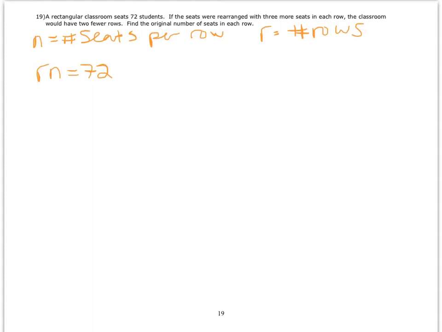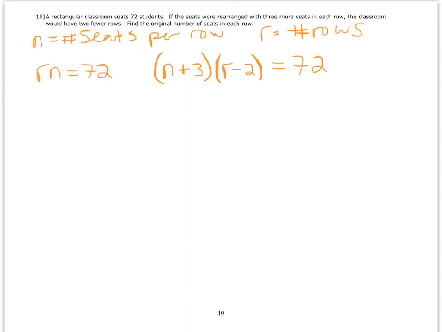And then it says if the seats were rearranged with 3 more seats in each row, so that's n plus 3, there would be 2 fewer rows, r minus 2. But there would still be 72 seats, so when I multiply these two together, I still get 72. Now I have 2 equations with 2 unknowns, and I just have to solve.